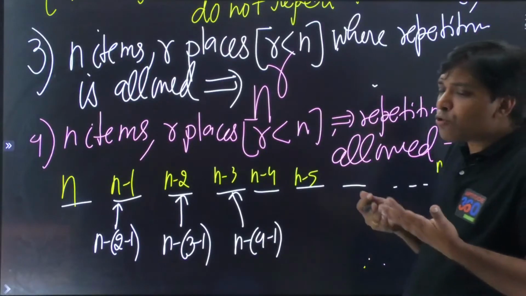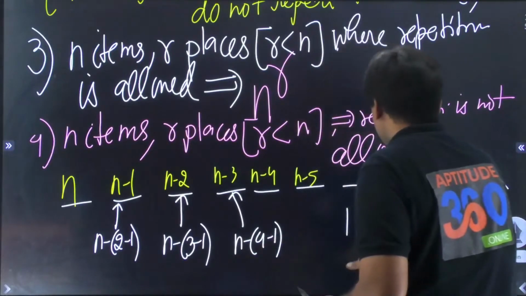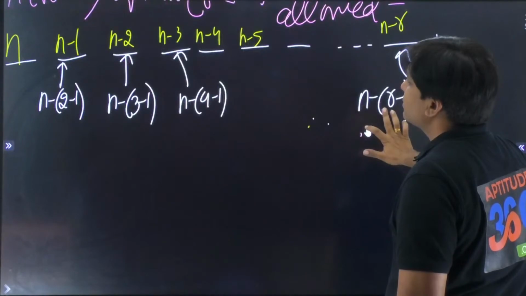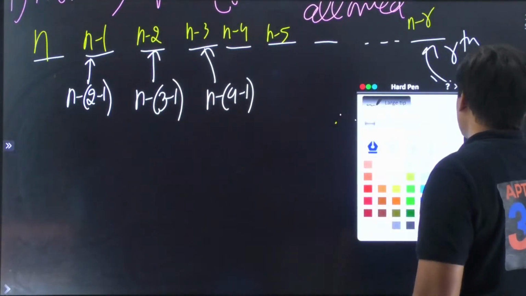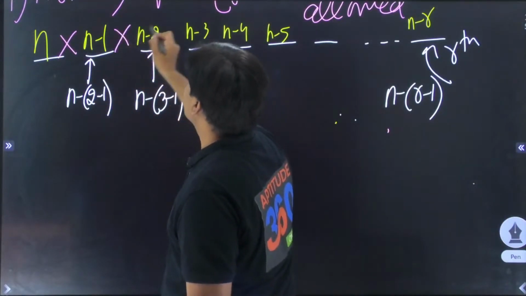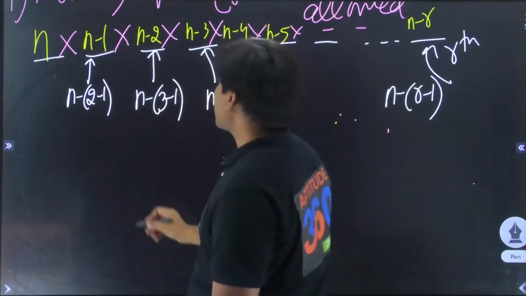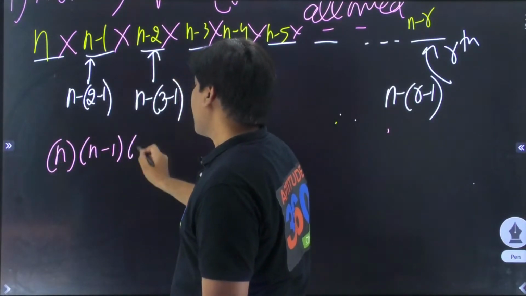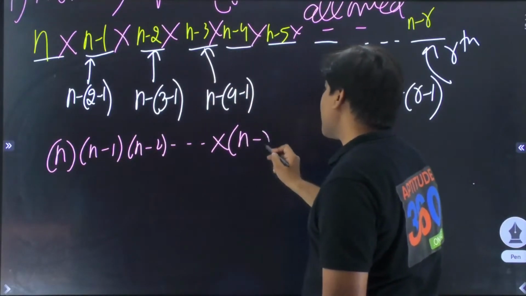I just want to get something. मैंने क्या किया, इन सबको यहाँ पे उठाकर मल्टीप्लाई कर दिया, तभी तो मेरा आंसर आएगा. मेरे को मल्टीप्लाई करना है, तभी तो मेरा आंसर आएगा. So it has to be this into this, and then into, कहाँ तक जाएगा? n minus r plus 1. So n, n minus 1, n minus 2, so forth and so on. Now this is n minus r plus 1.